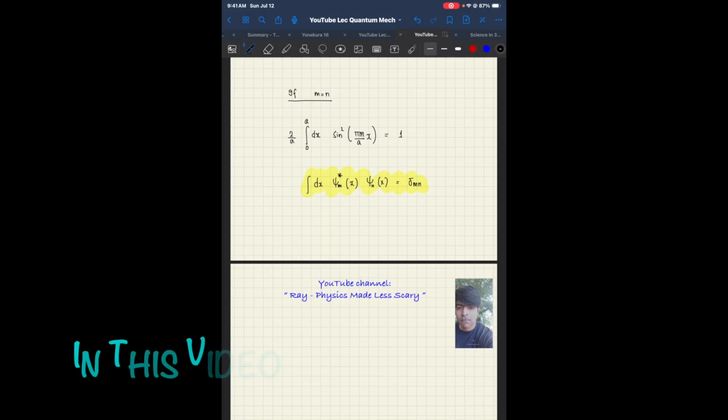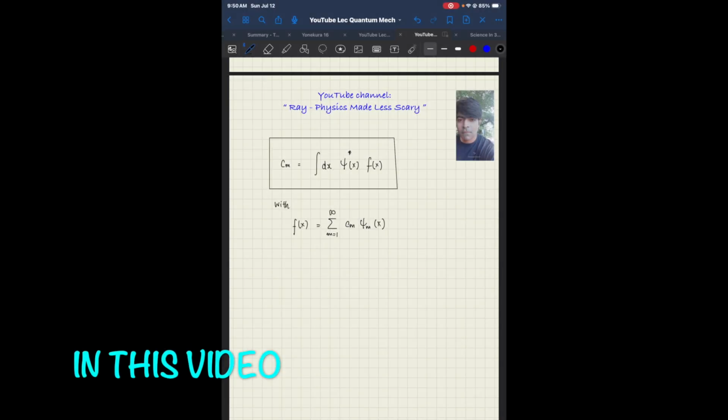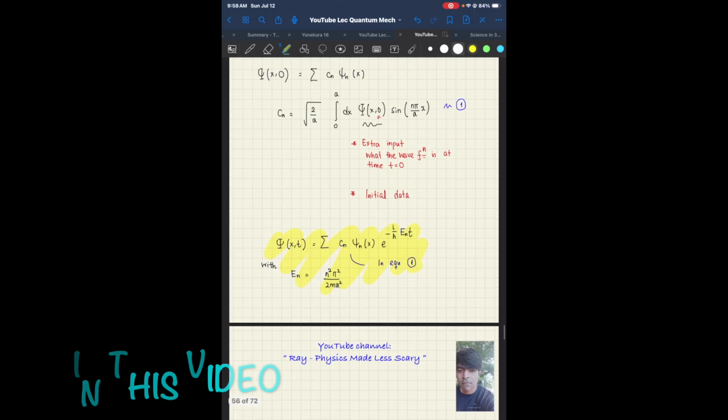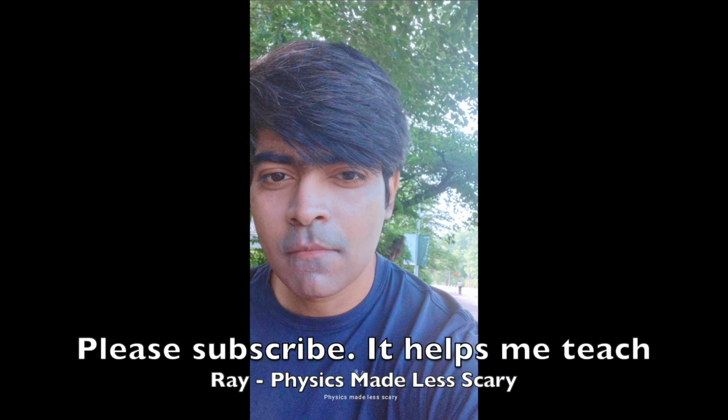In physics, this is called the orthogonality relation, and this is called completeness in mathematics. So there you have it, your full quantum mechanical wave function, where the CNs are obtained here.